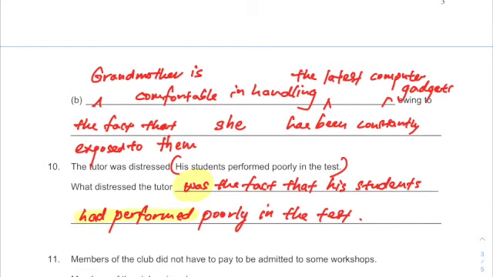Okay, so over here, notice that I changed performed to had performed. Why is this the case? Simply because what distressed the tutor was is in the simple past tense. Remember, when we have two events happening one after another, one is in the simple past and the other is in the past perfect. So was the fact that his students had performed poorly in the test. So simple past, past perfect.